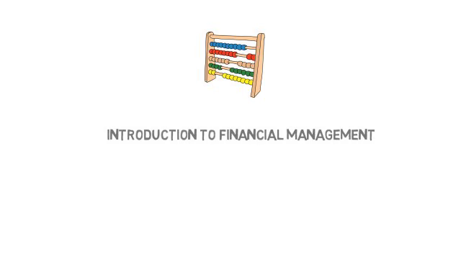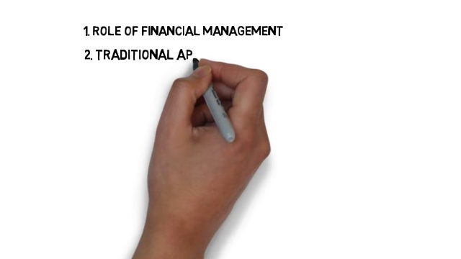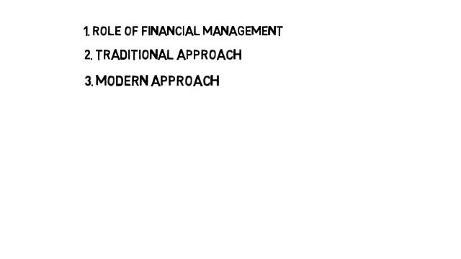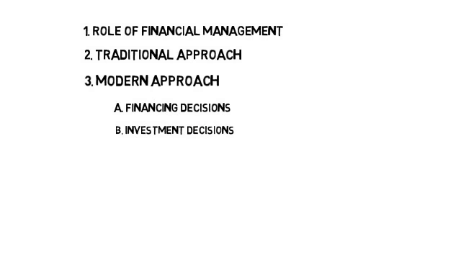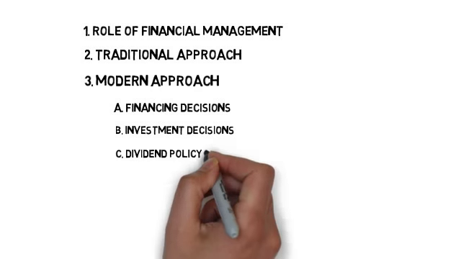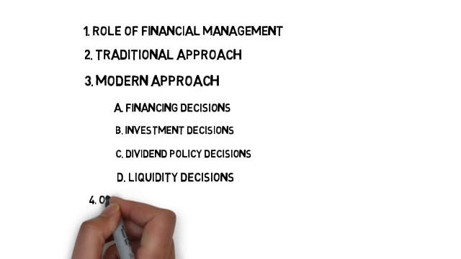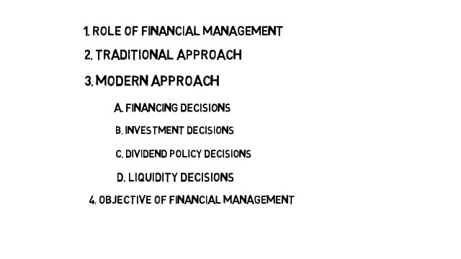In this lesson, we will look at the general introduction of financial management, which would cover the role of financial management, the traditional approach, and the modern approach, including the four decisions under the modern approach, such as financing decisions, investment decisions, dividend policy decisions, and liquidity decisions. We shall also look at the objective of financial management in terms of profit maximization and wealth maximization.